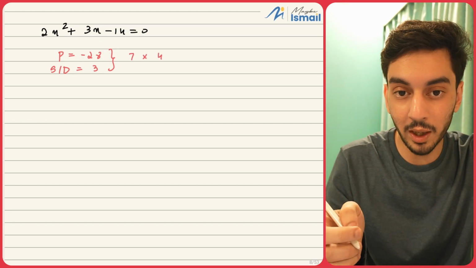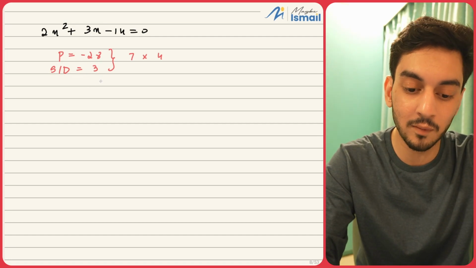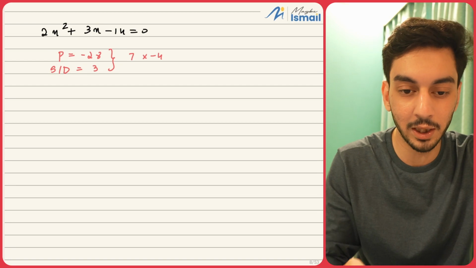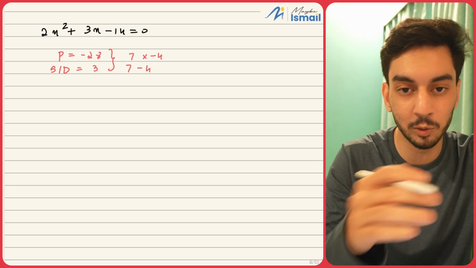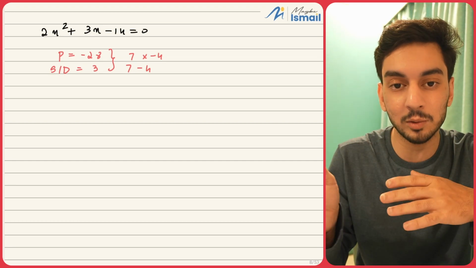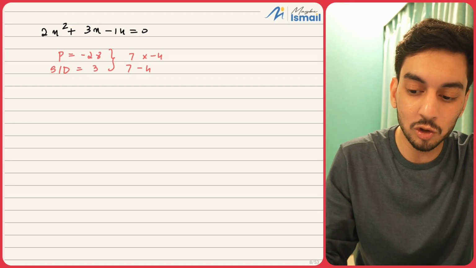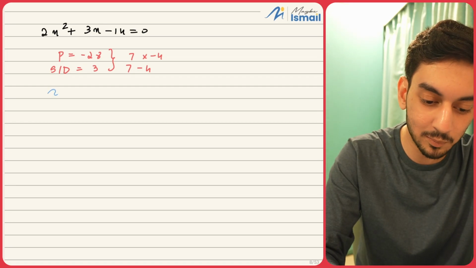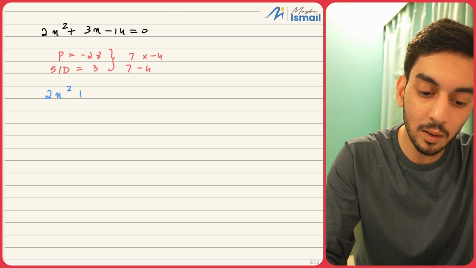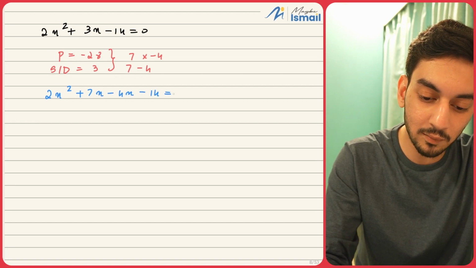Now one of them has to be negative. It depends on what the sum or the difference is. If this thing is positive, then 7 has to be positive, 4 becomes negative, so that 7 minus 4 is a positive 3. If the 3 were negative, I would have written it as negative 7 times 4, because the product eventually becomes negative if one of them is negative. Okay, so this is how I am going to split it up. So it is 2x square plus 7x minus 4x minus 14 is equal to 0.